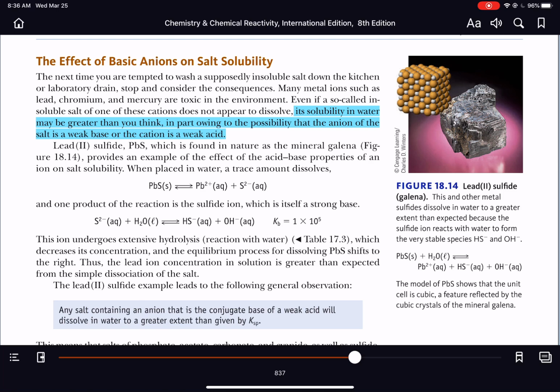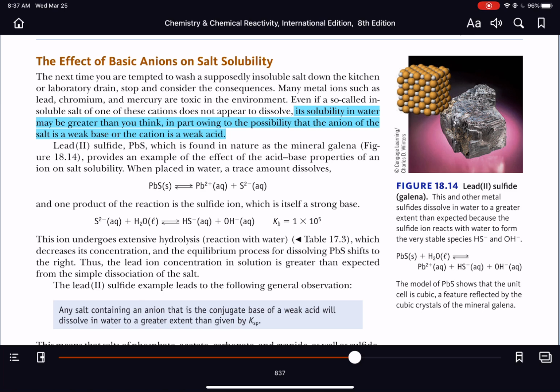So consider lead 2 sulfide. Pretty insoluble, dissociates into lead ions and sulfide ions, making an equilibrium situation. But that sulfide ion happens to hydrolyze quite readily, as you can see in the second equation. And when it hydrolyzes with water, it produces the hydrogen sulfide ion and a hydroxide ion.